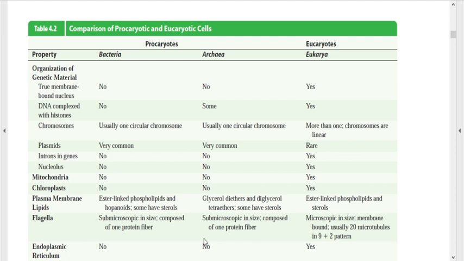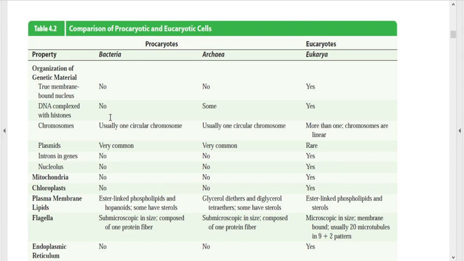So currently we are revising for our GATE examination. First we'll be studying the comparative difference between bacteria, archaea and eukarya. First we'll be studying the organization of the genetic material. In bacteria and archaea there is no true membrane-bounded nucleus, but eukarya have a true membrane-bounded nucleus. Nuclear membrane is present only in eukaryotes.